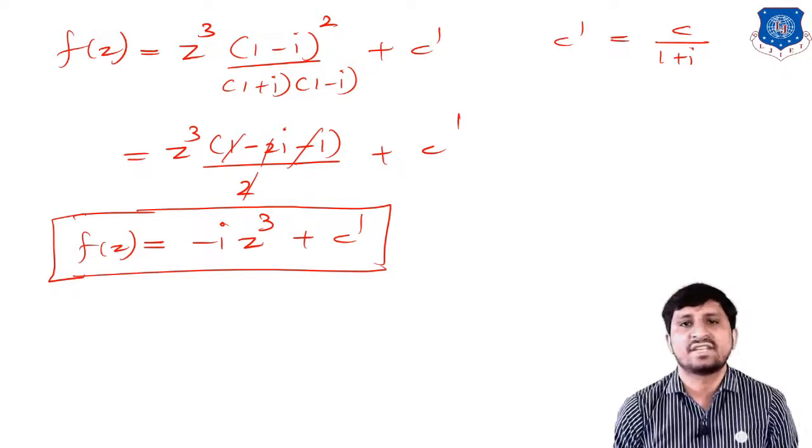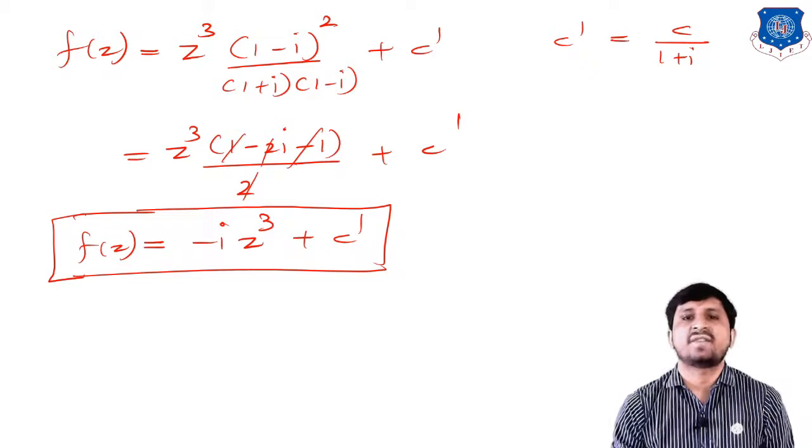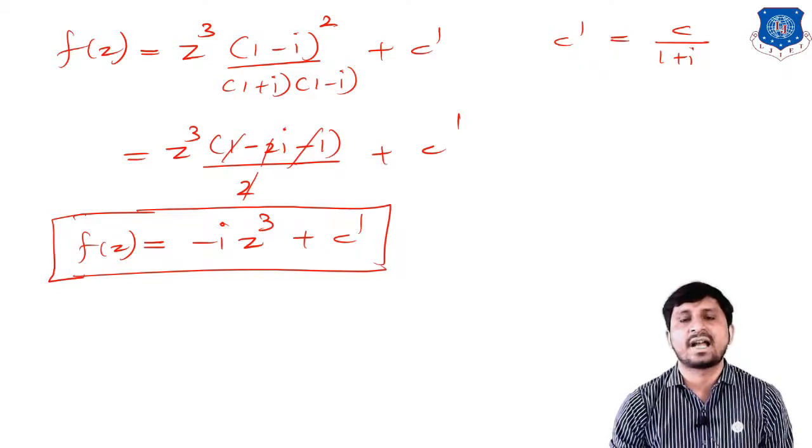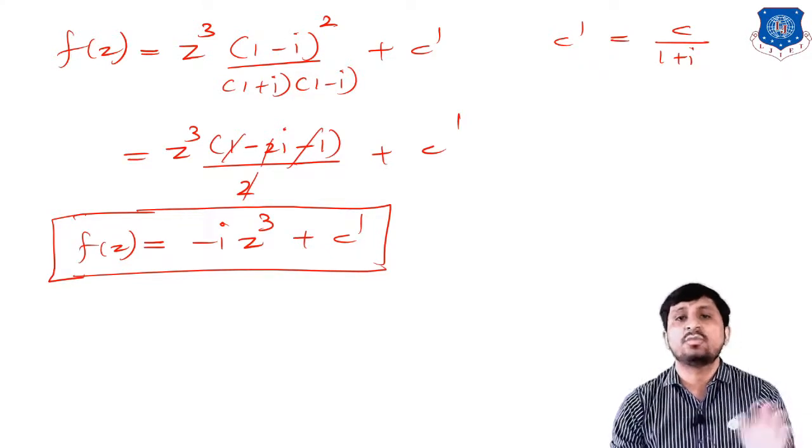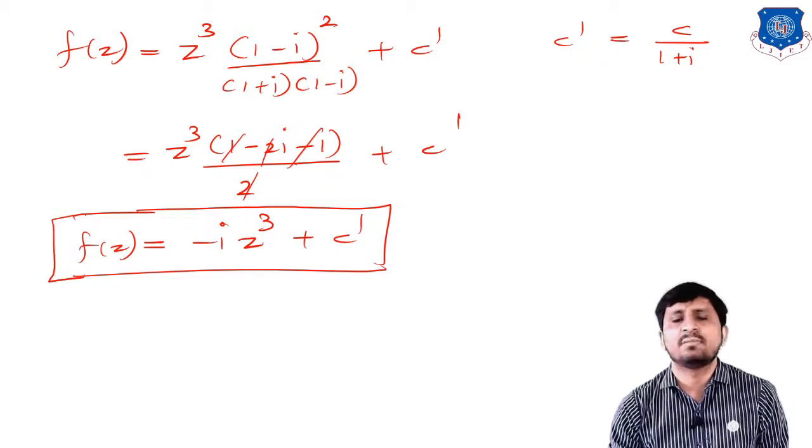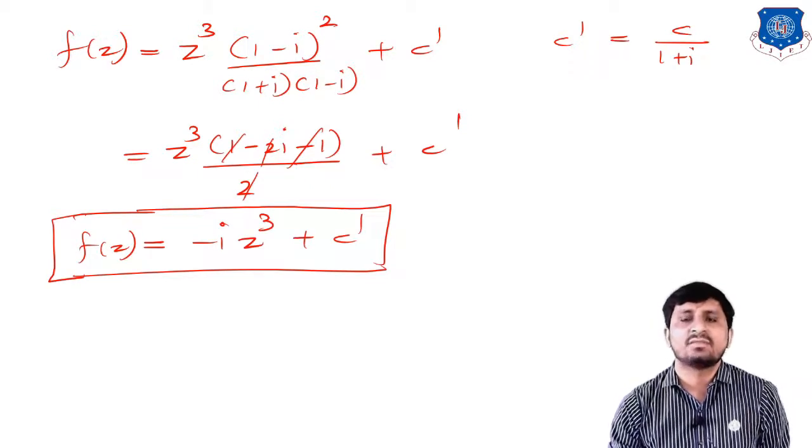So in today's lecture, we just discussed how we can find the analytic function f of z, when either u plus v or u minus v is given, and this is a very important method. So many times this type of example is asked in the GTU examination.